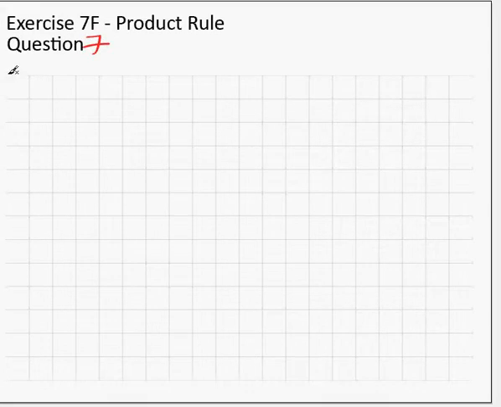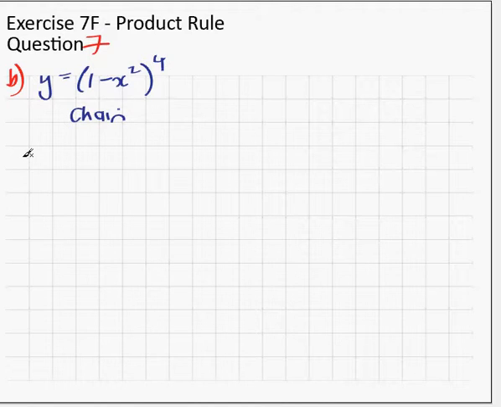Question 7, part B, asks us first to differentiate 1 minus x squared to the power 4. Now this one I'm going to use the chain rule. I've got a bracket and a power. Chain rule says to do the derivative of the outside times the derivative of the inside. Neaten that up.